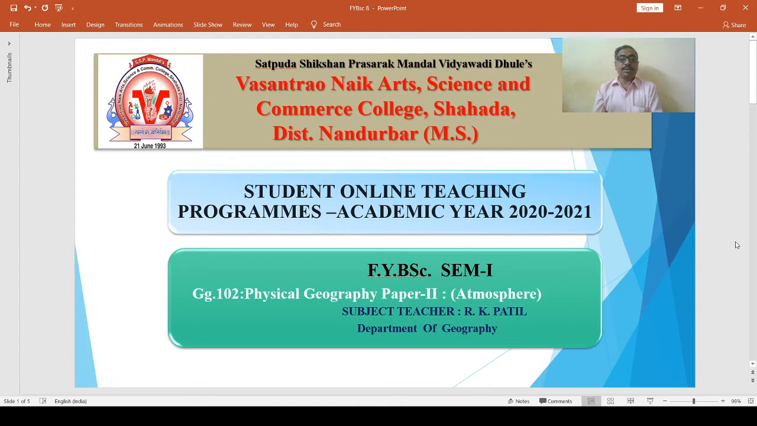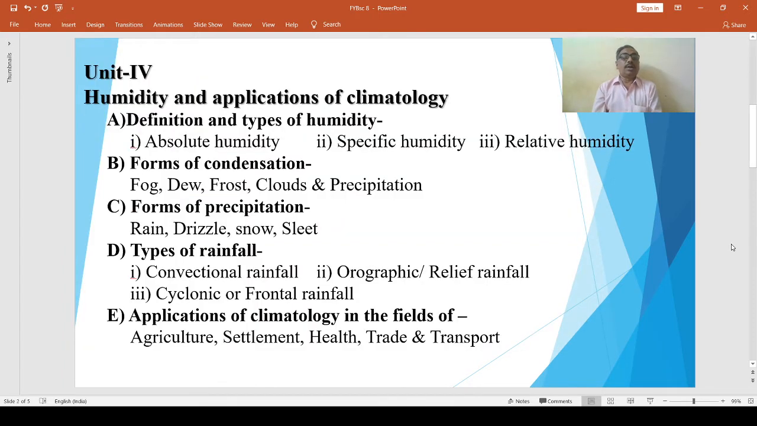Now we have to discuss geography paper second, that is 102 physical geography, atmosphere. Now we have to study unit number 4, humidity and applications of climatology. In this unit there are 5 sub-units. These are definition and types of humidity, forms of condensation, forms of precipitation, types of rainfall, and applications of climatology in the fields of agriculture, settlement, health, trade and transport.